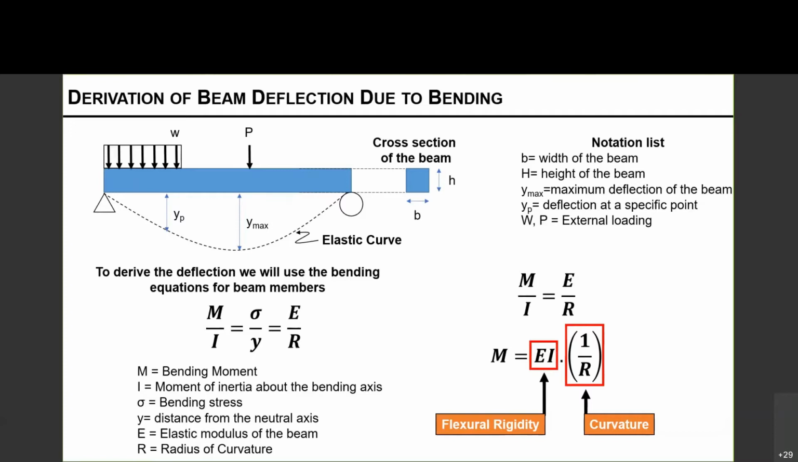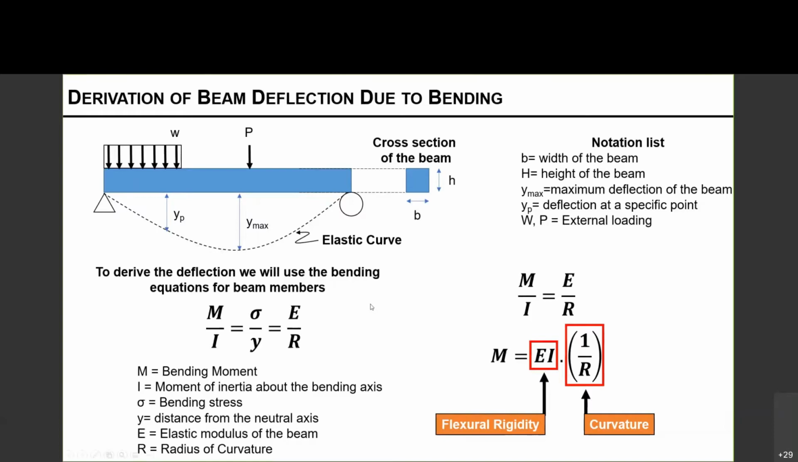And over here, 1 over R is basically known as the curvature. When the beam is bending like this, if you consider a small piece, 1 over R is basically the curvature of that elastic curve, right?